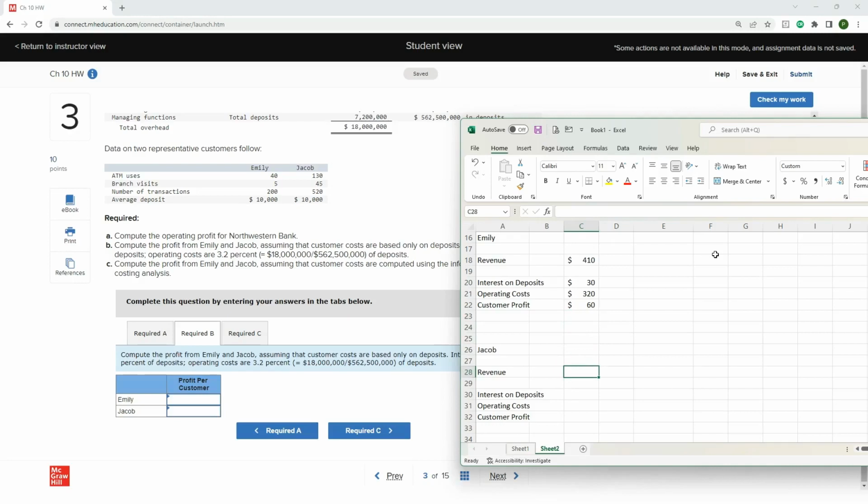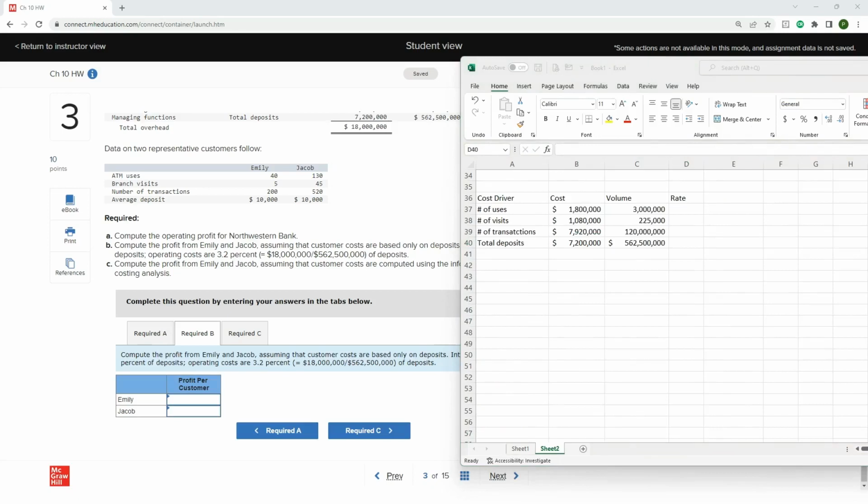What about Jacob? Jacob also deposited $10,000 on average. His revenue will be the same, which is $410. The interest on his deposits is also the same. So instead of recalculating it, I'm just copying the numbers from Emily since those two amounts are going to be exactly the same. And then operating costs is also the same because it's based on deposits. And so that'll be the same thing, $320. And so that means customer profit is also $60. So for part B, the profit from Emily and the profit from Jacob are going to be exactly the same.